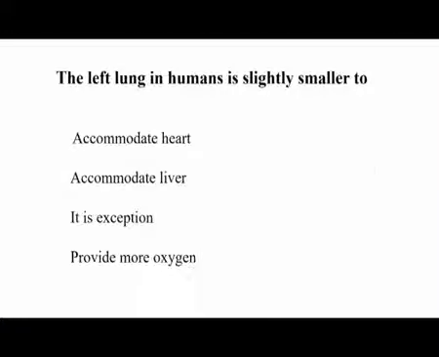The question is, the left lung in humans is slightly smaller as compared to the right one, and what is the reason behind this? It's an often asked question, why the left lung is slightly smaller as compared to the right lung. I have included some probable options: to accommodate heart, to accommodate liver, it is just an exception, and provide more oxygen.